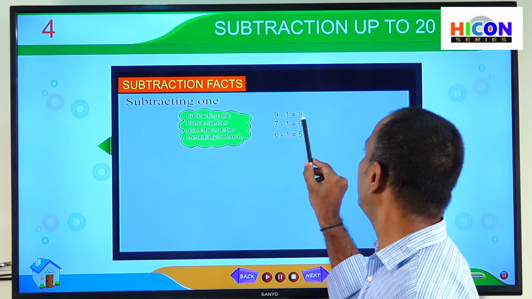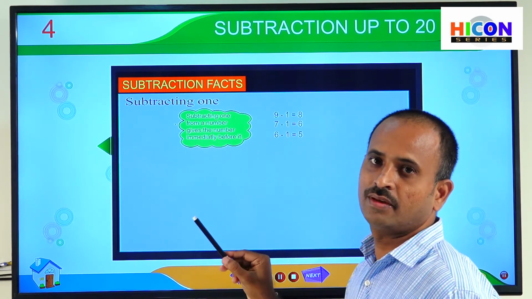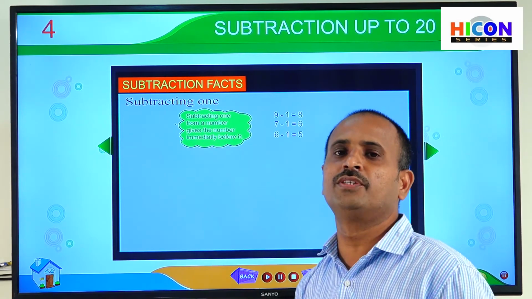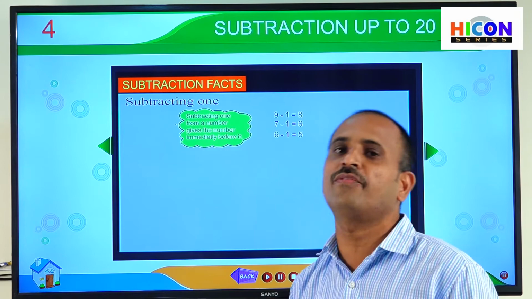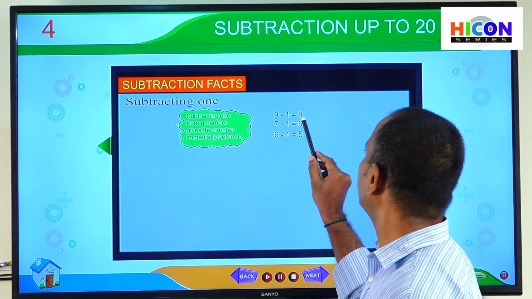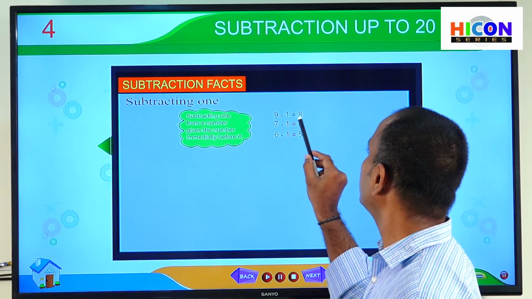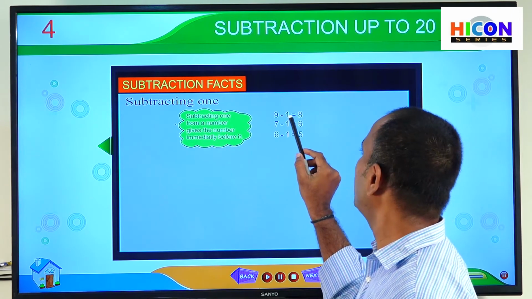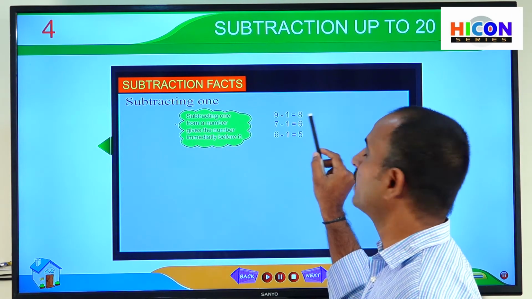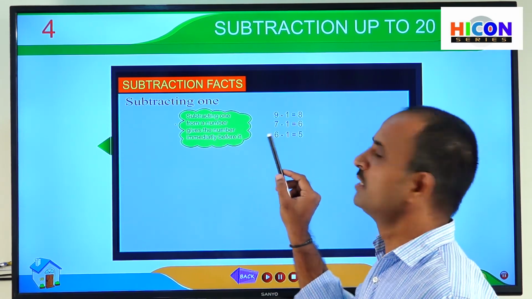So this 8 is called predecessor for 9. Predecessor means the number which comes just before the given number. Because 8 is the before number of 9, 8 is called predecessor. If we subtract 1 from the given number, we will get its before number, that is predecessor.